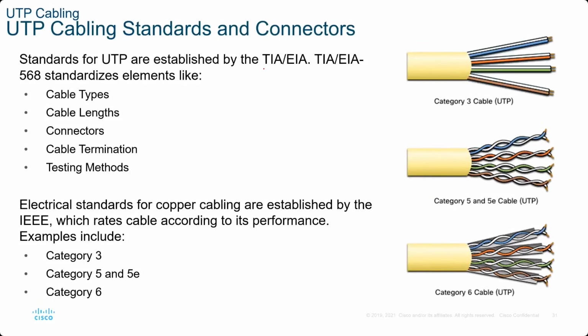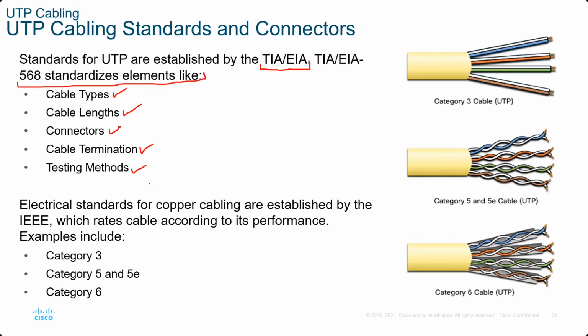So we talked about TIA and EIA. That is the organization which is looking for the standardization of these types of cables. TIA/EIA 568 standardized elements like what cable types you would be using, what would be the maximum and minimum lengths, what type of connectors you should be using, how you would terminate these cables, and how you would test if your networking cable would work.